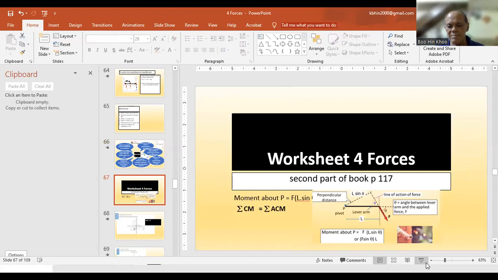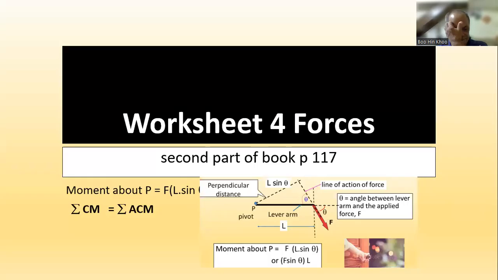Okay, so we can summarize what we have learned. Clockwise or anti-clockwise, torque is the length times the component of force perpendicular to the length.